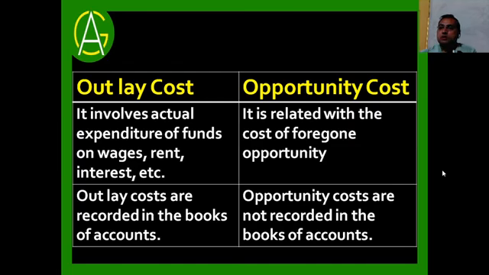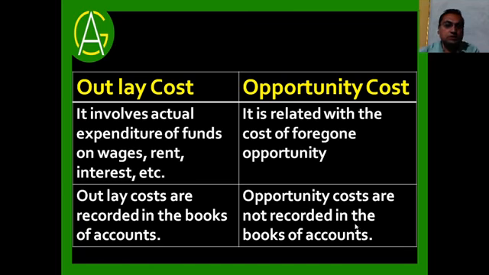So, very simply, opportunity cost means the cost of the alternative that you have sacrificed. In order to select the best alternative, you have to sacrifice the next best, and that next best alternative which is sacrificed is considered as opportunity cost. So opportunity cost is nothing but the sacrifice for selecting the best alternative.